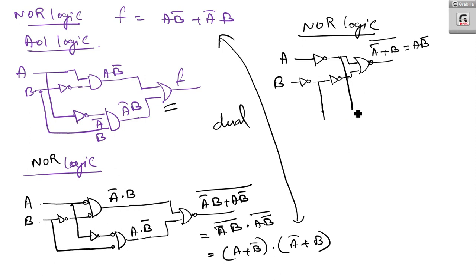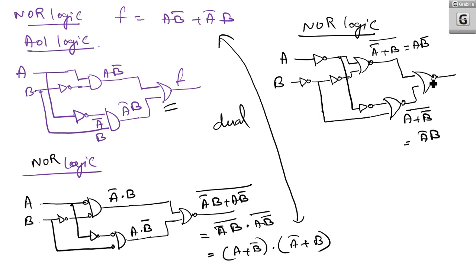And it is again NOTed. B is coming in with a NOT, and that is again NOTed, and this is basically what? So we will get a NOR gate, and that too is given again into a NOR gate. So what is this? This is A or B bar the whole bar, that is A bar B.